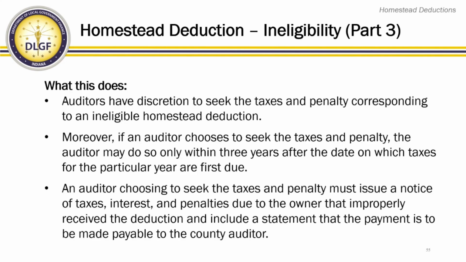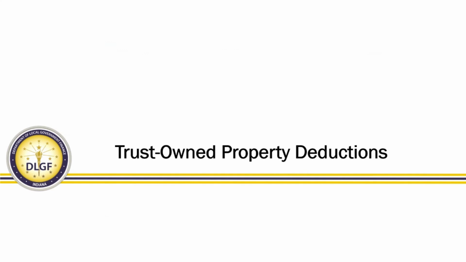So again, if the auditor decides to seek penalties for this, they have to issue a notice of the taxes and interest and the penalties due to the owner that improperly received the deduction. And it has to be somebody that had owned it and still owns it. Again, if they were a new purchaser, they shouldn't have penalties applied. And now I'm going to turn it back over to Dave to go over a few others.